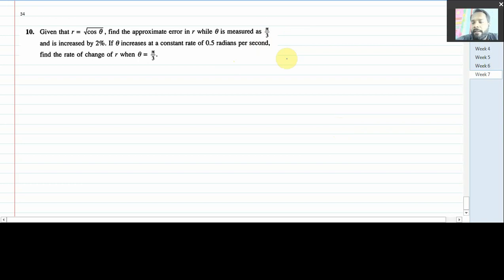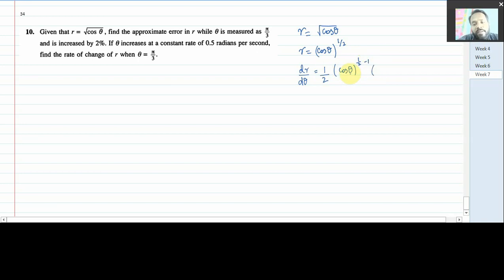Alright. So firstly, we have r is equal to the square root of cos theta. First we need to differentiate that function. I can write it in this form: r is equal to cos theta to the power 1 divided by 2. Now if I differentiate it, dr over d theta is equal to, first we write down the power, that is 1 upon 2, subtract 1 from the power, so it will be cos theta to the power 1 upon 2 minus 1, and then we need to differentiate the function.